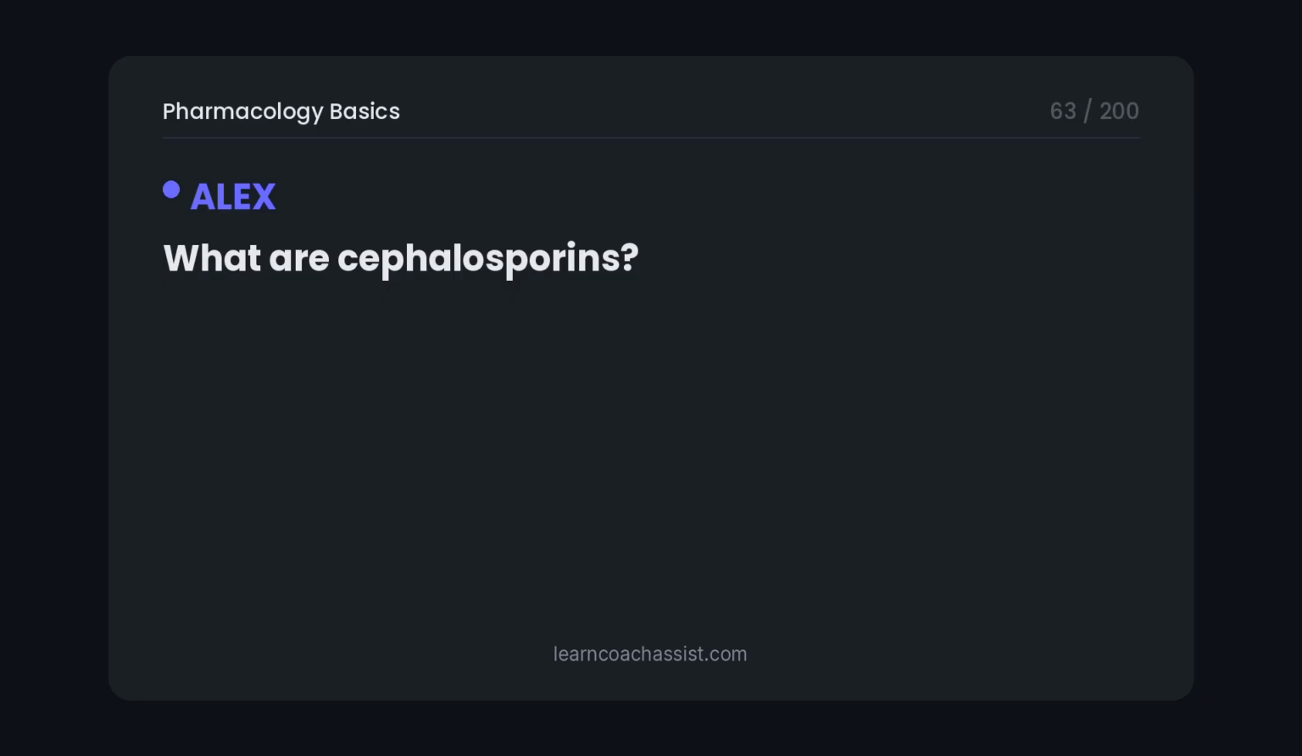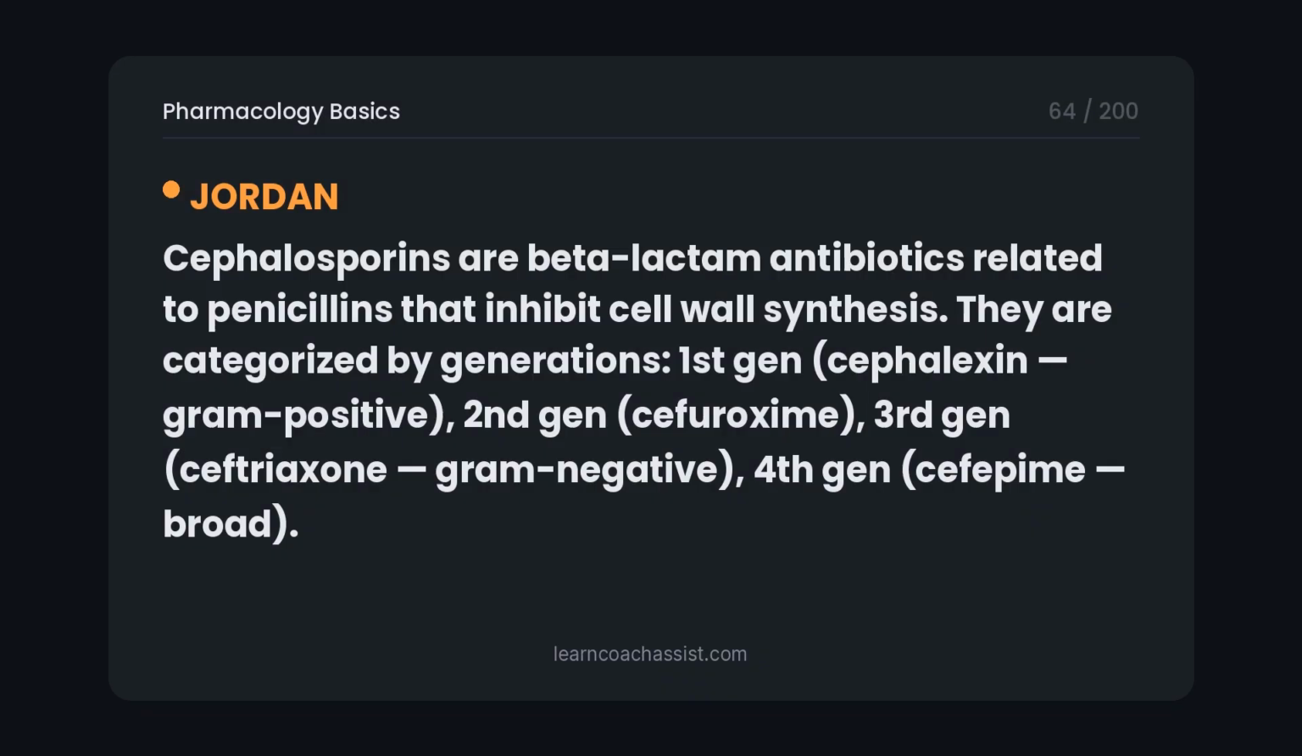What are cephalosporins? Cephalosporins are beta-lactam antibiotics related to penicillins that inhibit cell wall synthesis. They are categorized by generations: first gen, cephalexin, gram-positive; second gen, cefuroxime; third gen, ceftriaxone, gram-negative; fourth gen, cefepime, broad.